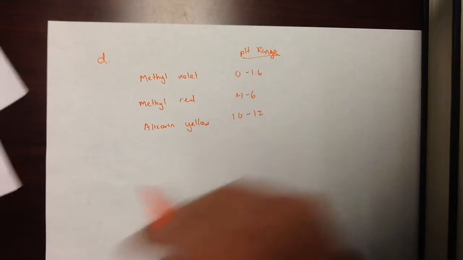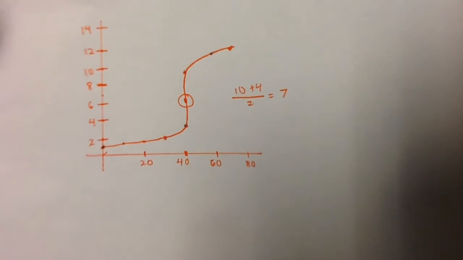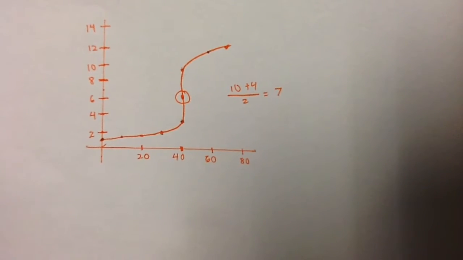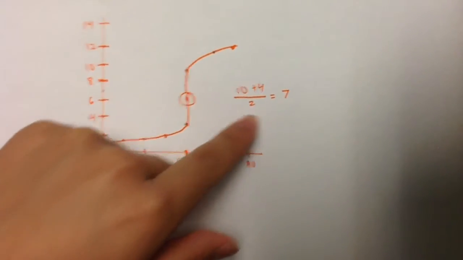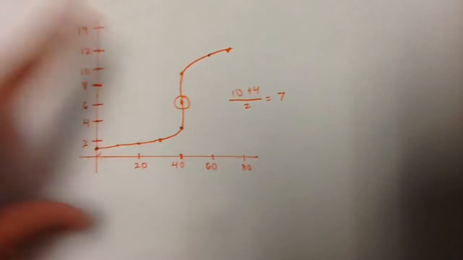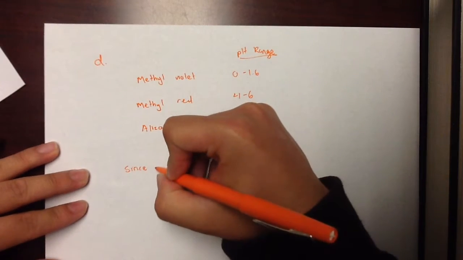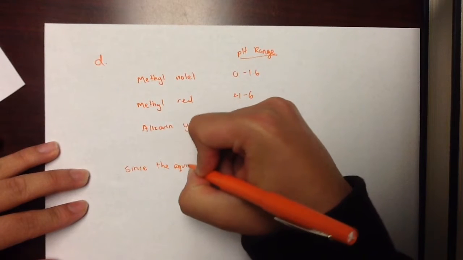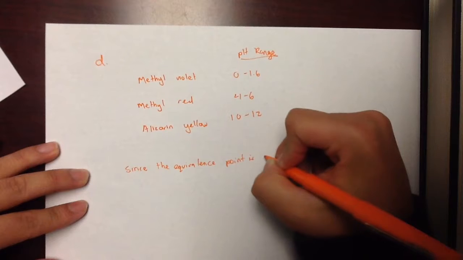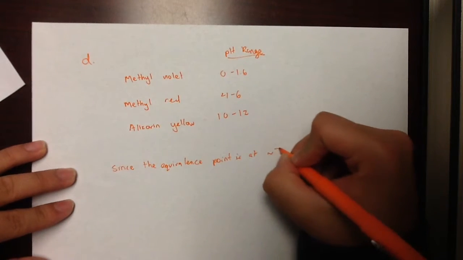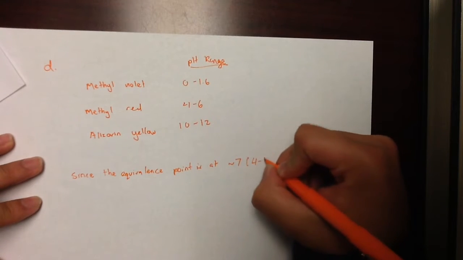Okay, well, let's just jump back to B again and take a look at the graph. Well, what do you want? Basically, you want to figure out where the endpoint is, and like we said, that's 7. That's why we circle this point. So we're going to just write here, since the equivalence point is at approximately 7, and we're going to put beside it that this is from 4 to 10.